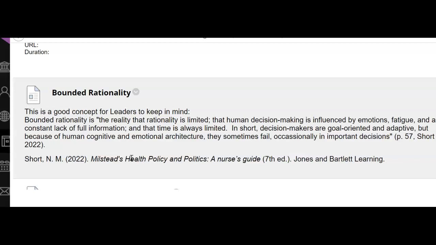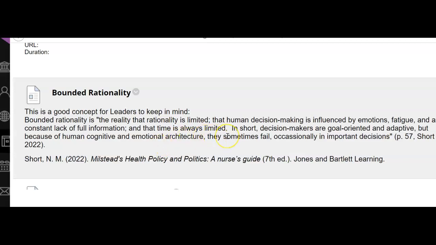No matter how evidence-based practice focused we are, we always in healthcare realize that we're working with a lack of full information, both research and just the quickness of decision making that's required of nurses and nurse leaders. And that time is always limited. Nothing new here, right? You can probably say, yep, I know that decision making is influenced by emotions, fatigue, lack of all the information, and limited time.